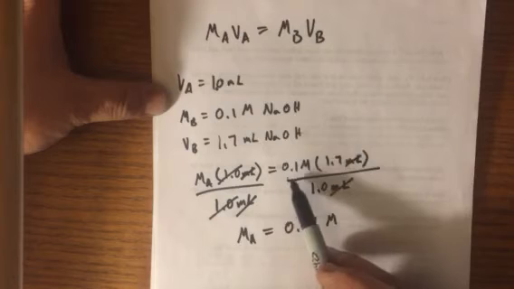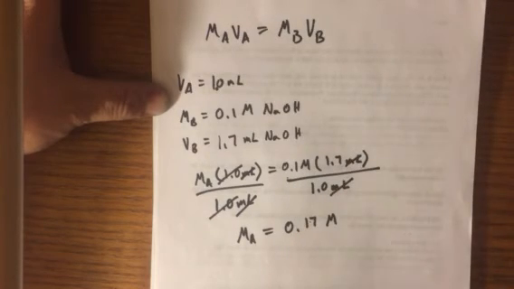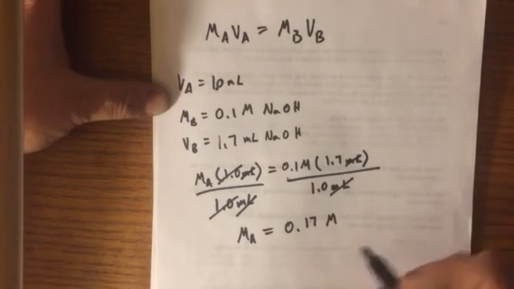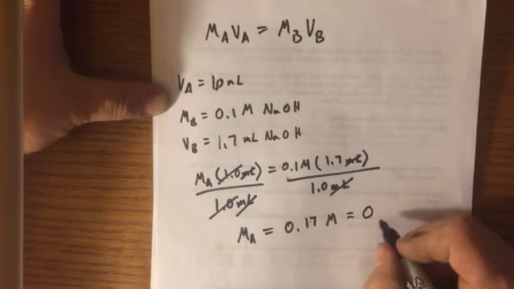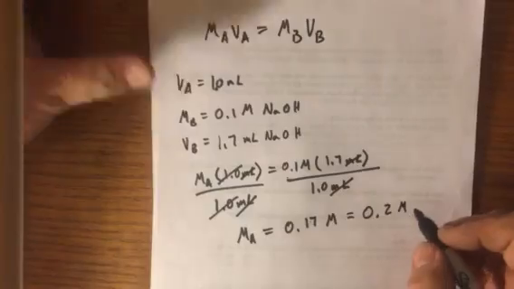Now, we need to look at significant figures, okay? The precision of the molarity measurement on the dropper bottle was 0.1 molar, and so there's only one significant figure. So when we take that into consideration, then the molarity of the acid that we're left with is 0.2 molar acetic acid.